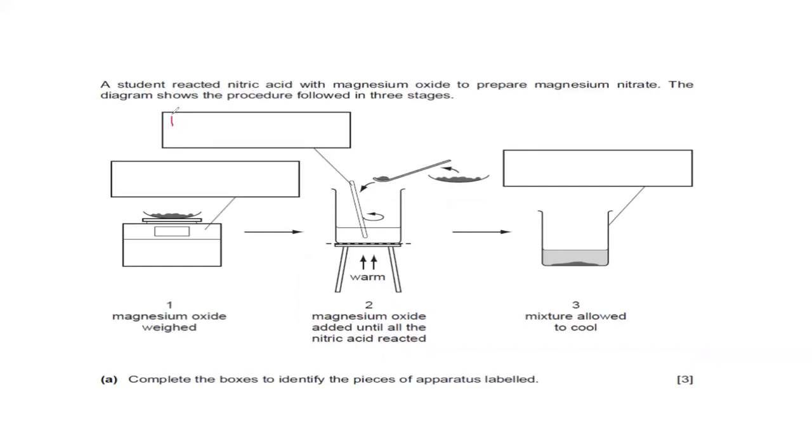Okay, label the apparatus for box 1. What is the name of the apparatus for box 1? It's not a spatula. Stirring rod, or you can also say rod, or a glass rod. If you want to stir the mixture, we use this. This is a spatula. What about box 2? It's a balance or a top pan balance.